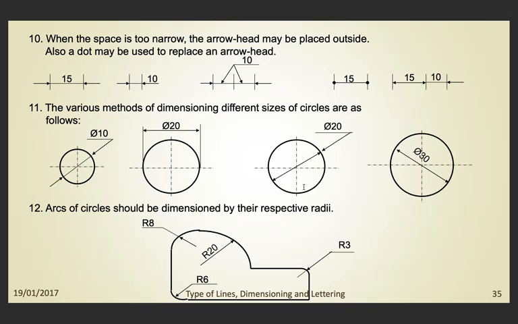These are also some important points. Arcs of a circle should be dimensioned by the respective radii, which is denoted by the symbol R. And for diameters, the symbol phi is used. Phi 10 means the diameter of the circle is 10. When the space is too narrow, the arrowhead may be placed outside. Also, a dot may be used to replace an arrowhead.